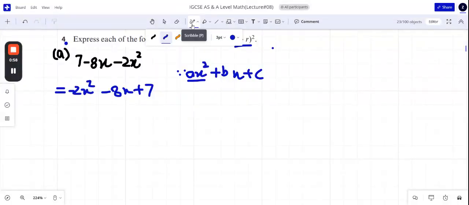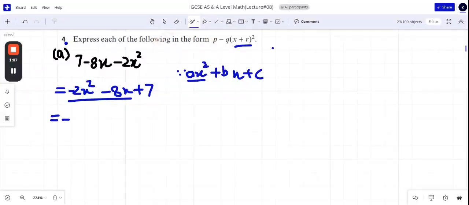And the second thing is we need to factor out the 2 from the first two terms. Factor out means we need to take common. Now 2 is common. What is left there? X square. When we take the common, the rest of the signs will change. So the sign with the 8 becomes minus. 2 times 4 is 8 and then x plus 7.